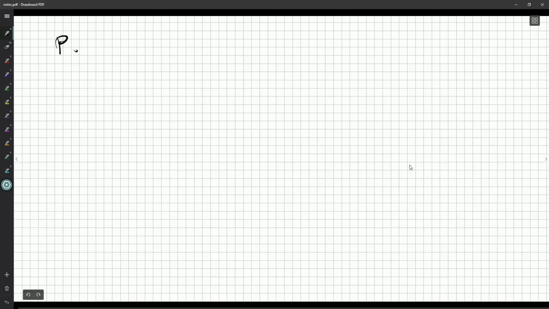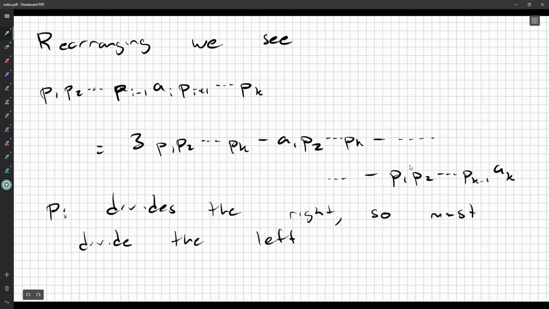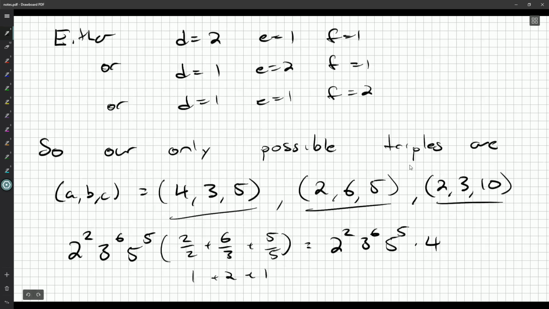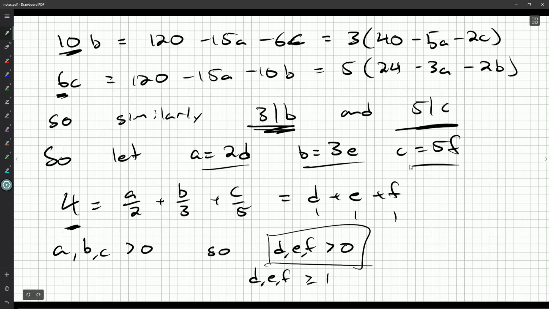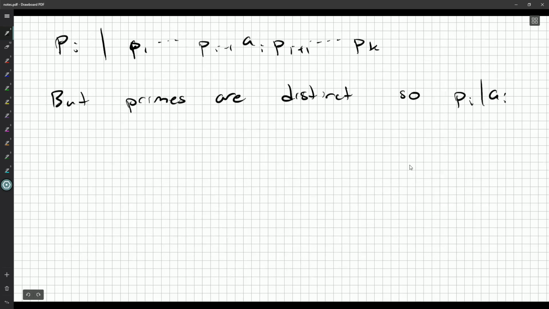Okay, so PI divides P1 all the way up to PI minus 1, AI, then the next one, all the way to PK, but the primes are distinct. So PI divides AI. Again, if you're someone who's uncomfortable with indices, just show it's true for P1 divides A1 and say the same thing works. We basically did that back here. We said similarly this works for B and C. I didn't write the full thing out. So you're more than welcome to say it works for P1, A1. There's no reason it's not going to work for the other ones.